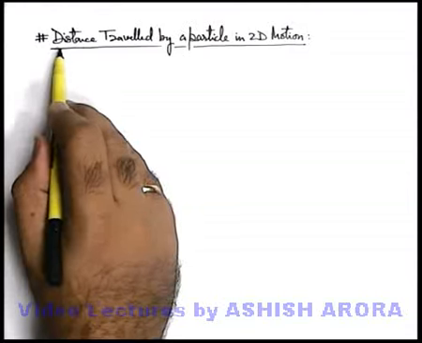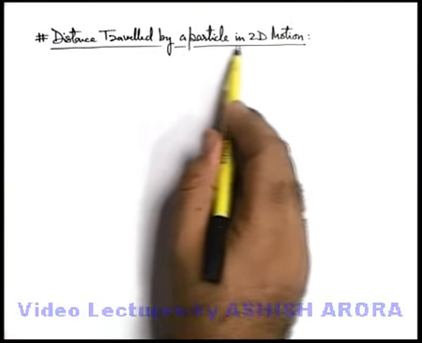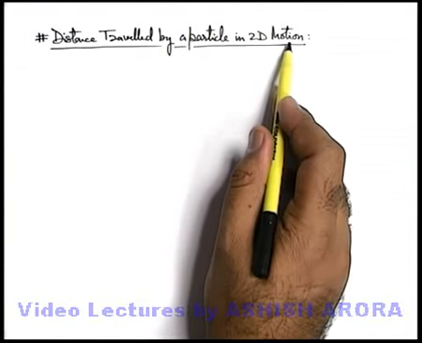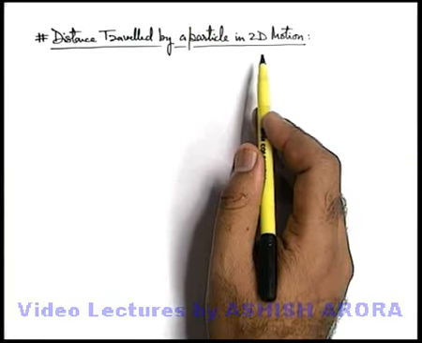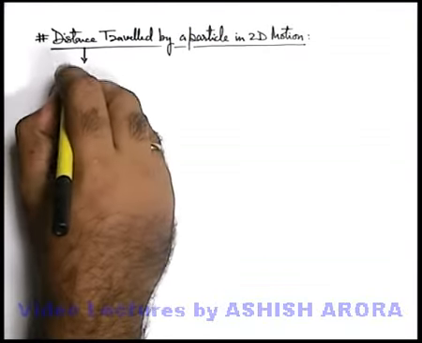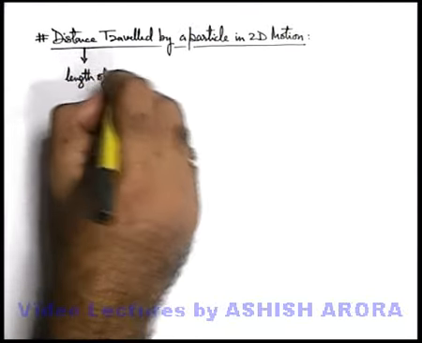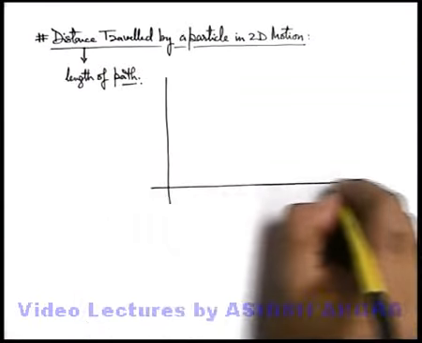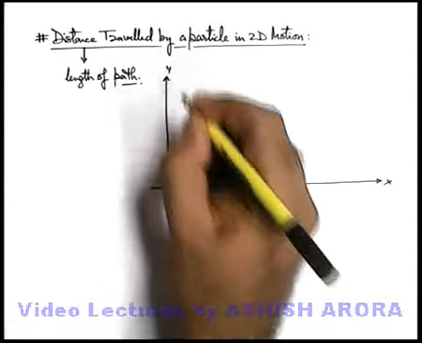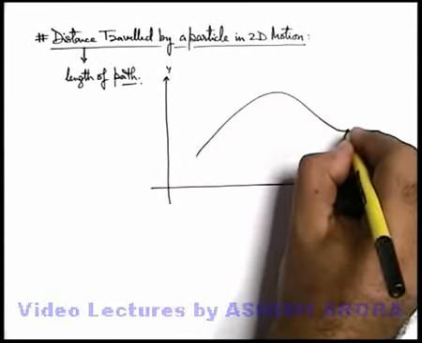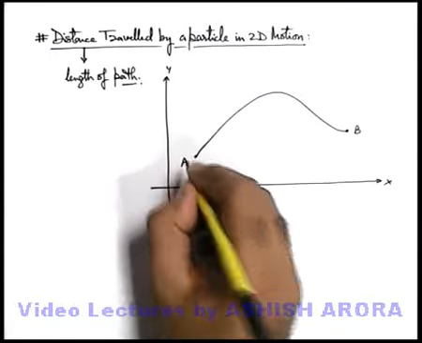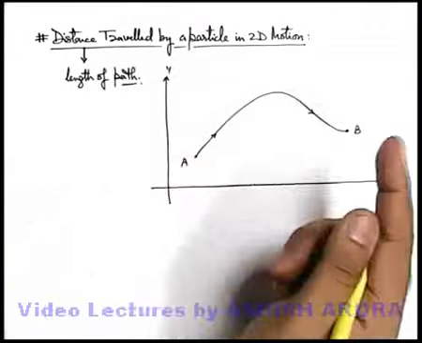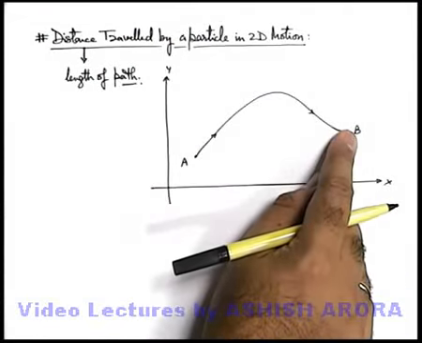Now we are going to study the calculation of distance traveled by a particle in two-dimensional motion. We have studied that in two-dimensional motion, when a particle moves, its path we term as trajectory. So distance traveled can be directly written as length of trajectory or length of path. If a particle moves in an xy coordinate system from a point A to a point B, then to calculate the distance traveled by the particle, it is certainly the length of this path.